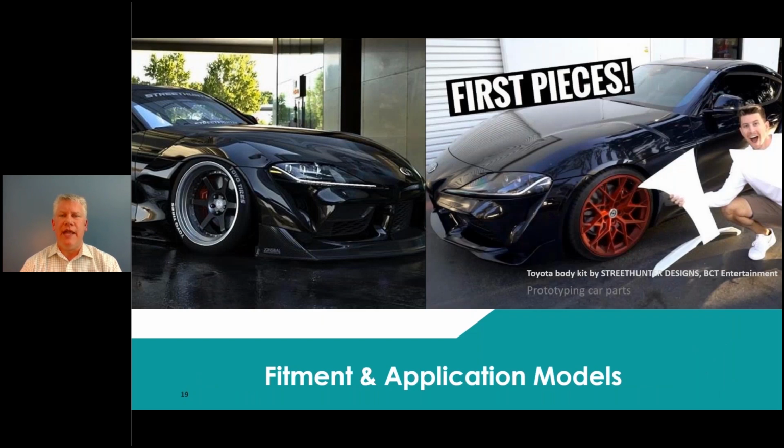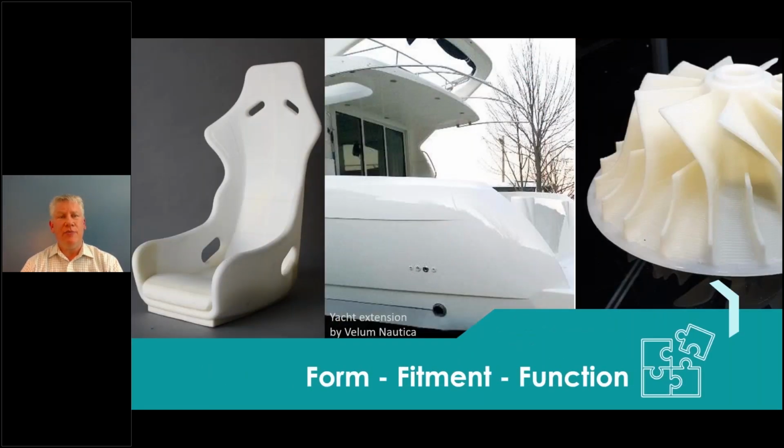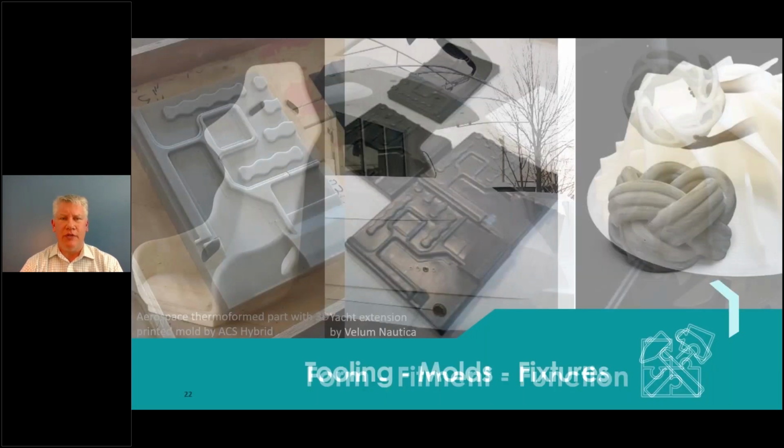Beyond that, you can go to fitment and application models. A Street Hunter design company had developed a body kit for the latest Toyota Supra and wanted to bring it to the 2019 SEMA show, which is a big automotive aftermarket show here in the United States. Only had a limited amount of time to do so. So we were able to print over a dozen body pieces, get them shipped, he fit them, he installed them, and produced the car in time to unveil at the show. Beyond this, you can see that with 3D printing, as you probably are aware, you can check the form of your design, the fitment, the function, all the way now using full-size parts.